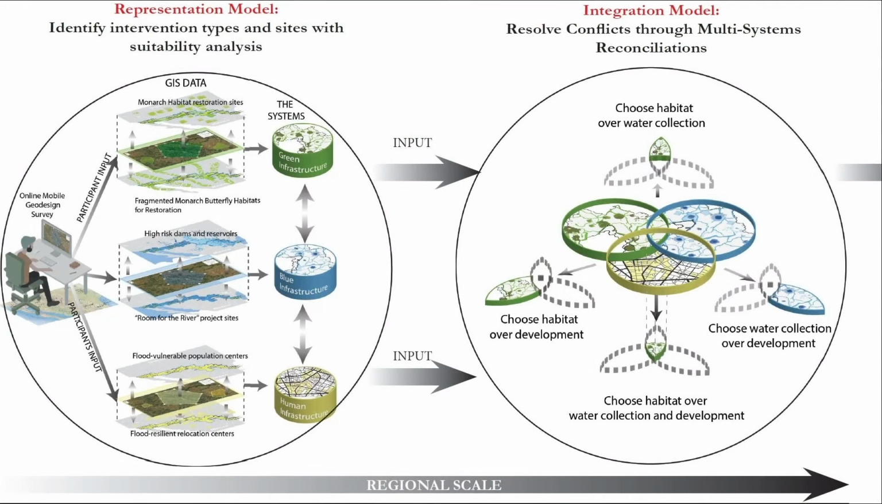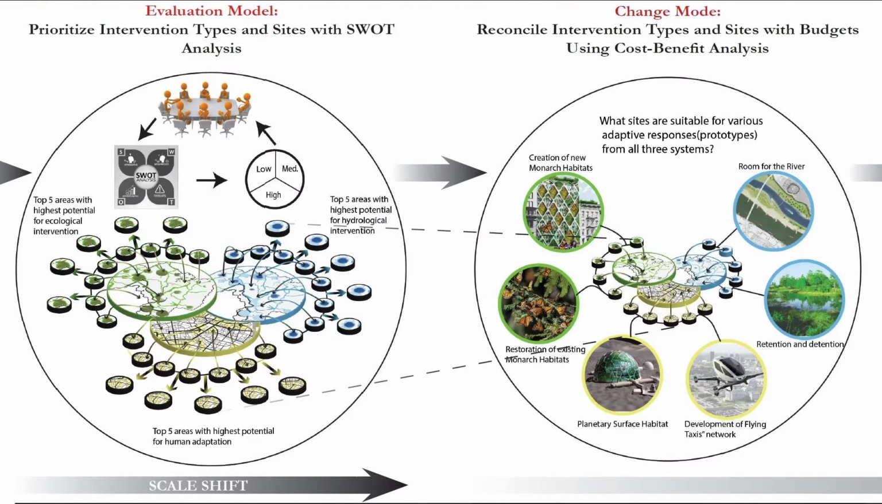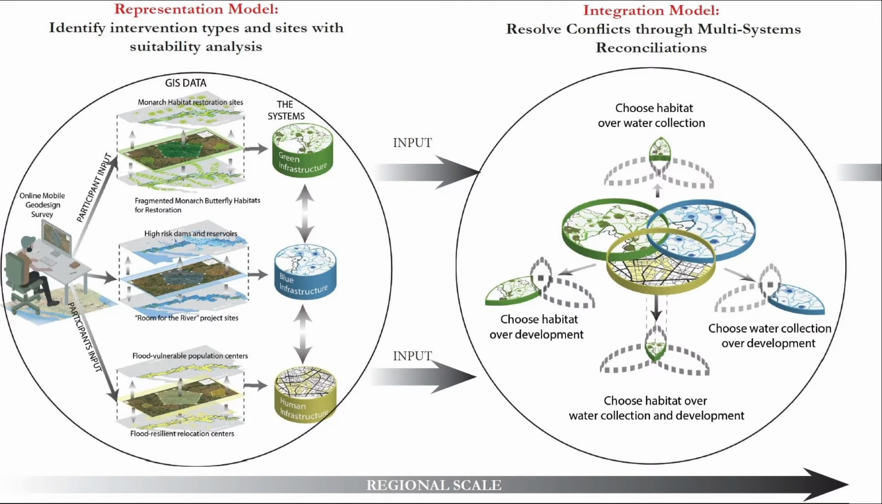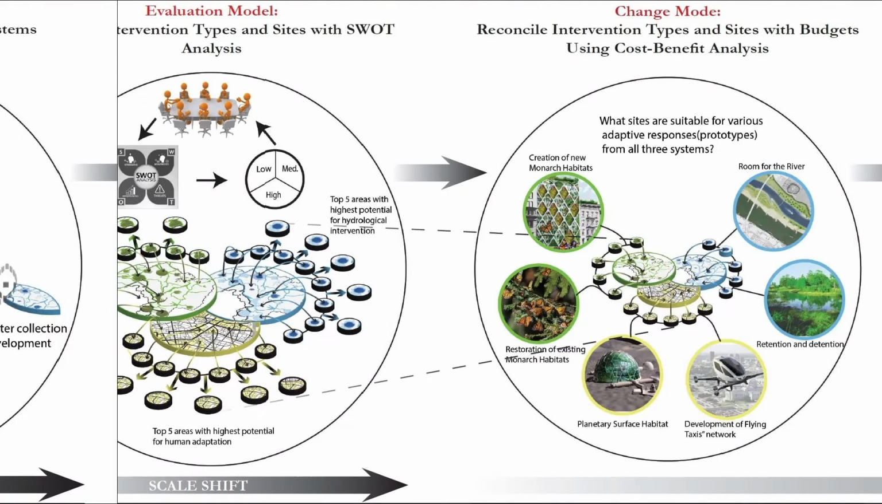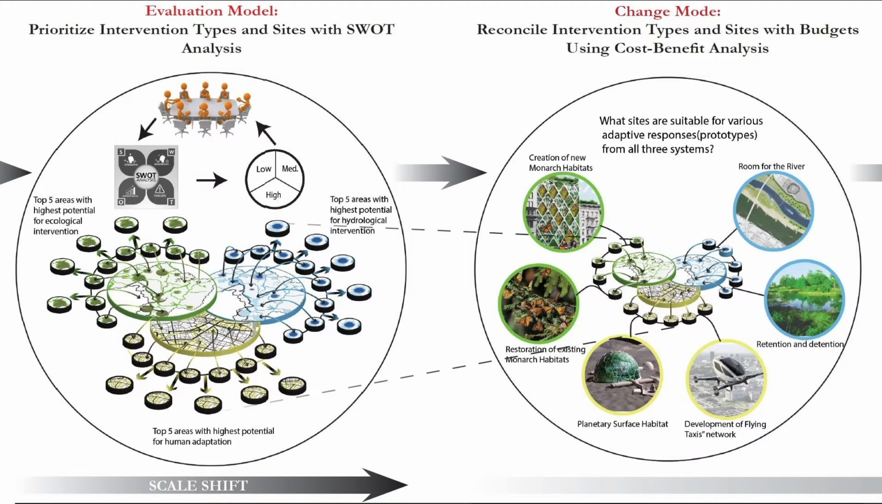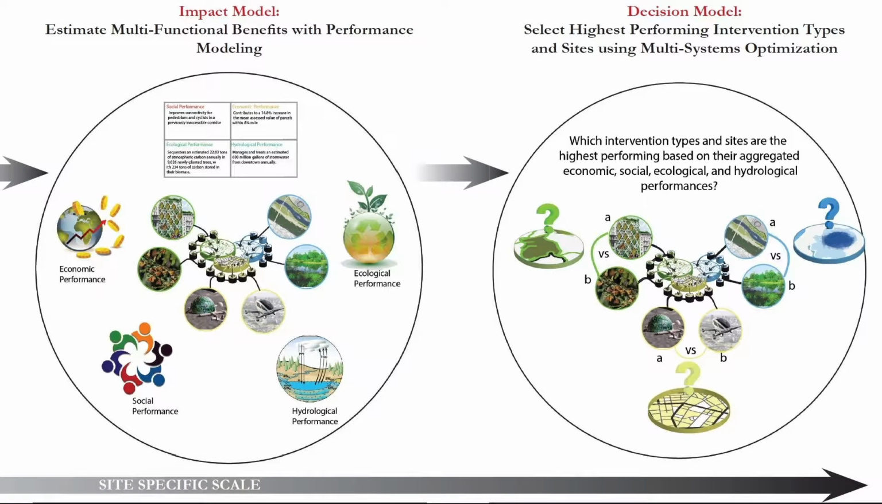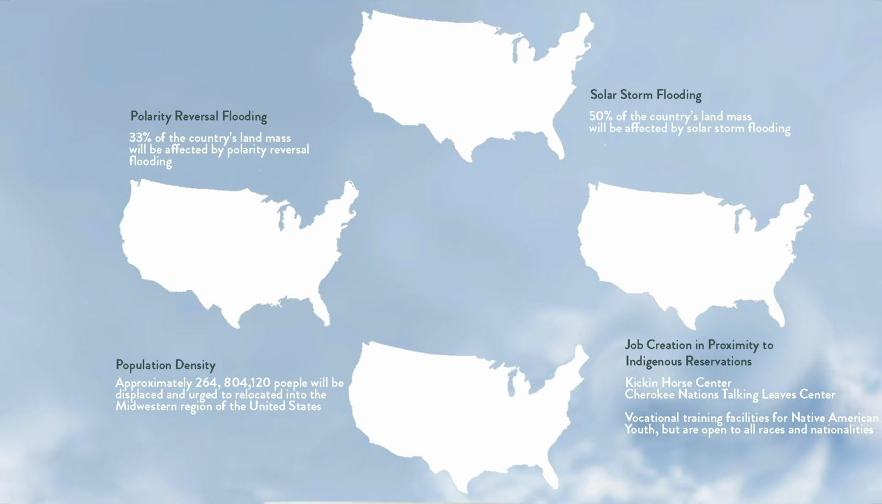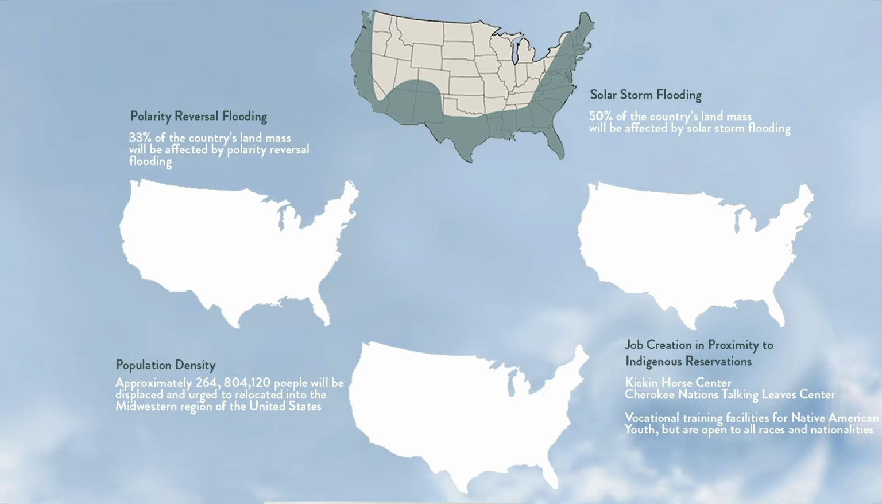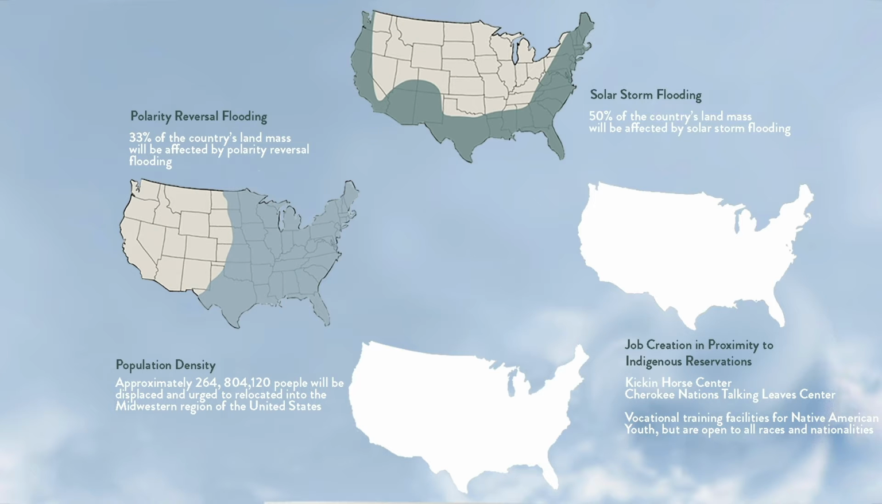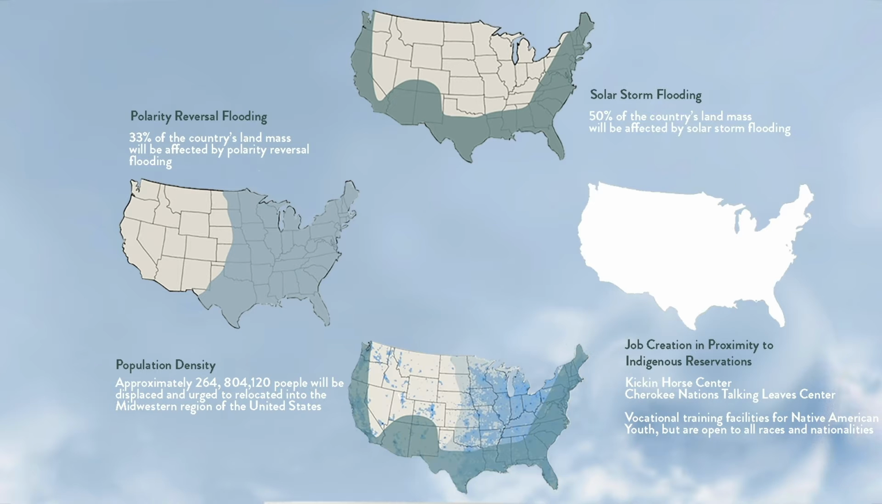During the third geodesign game, you will have the opportunities to generate a climate adaptation plan using suitability analysis, multi-systems reconciliation, strength-weakness opportunity threat analysis, cost-benefit analysis, performance modeling, and multi-systems optimization. Our design framework consists of two major flooding events, solar storm flooding and polarity reversal. Both of these can cause flooding at a catastrophic level. If this were to happen, approximately 264 million people will be displaced and urged to relocate in the Midwestern region.